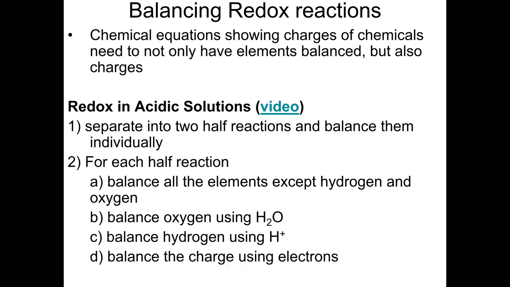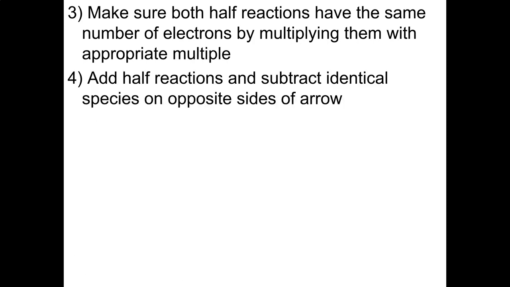Balance the charge using electrons. So whatever side is more positive, you add electrons to it. That's how you balance it. Make sure both half reactions have the same number of electrons by multiplying them by the appropriate multiple. What you don't want to see in your final balanced reaction is any electrons. If you put an electron in your final balanced equation, you screwed up, because electrons should go away. They should cancel out. Add half reactions to subtract identical species on opposite sides of the arrow.